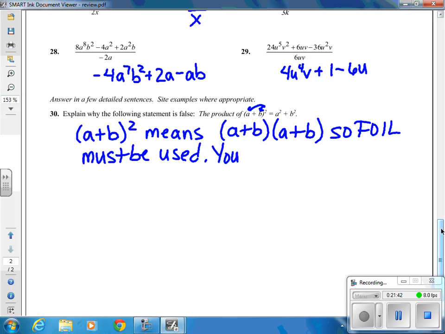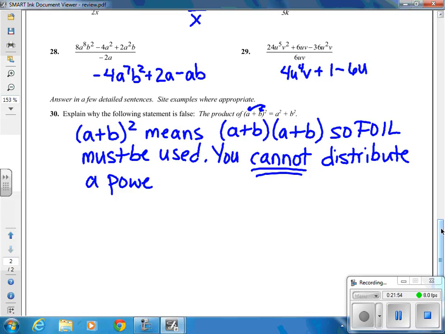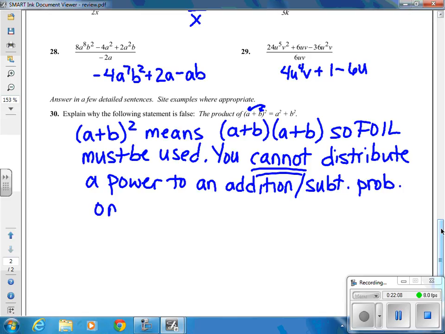So you need to be able to tell me that you cannot, and I emphasize the word cannot, distribute a power to an addition or subtraction problem, only to multiplication or division. So the sooner that you are comfortable with that and realize that, the easier these things are going to be along the way. So do not ever distribute a power to an addition problem. You have to actually FOIL it out.